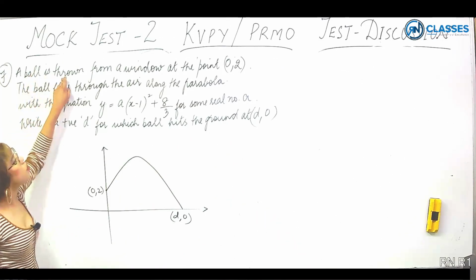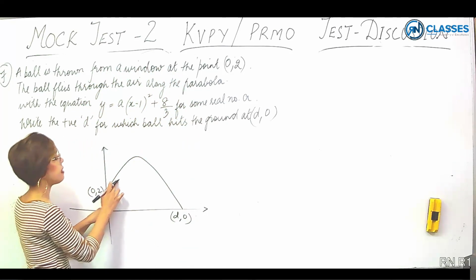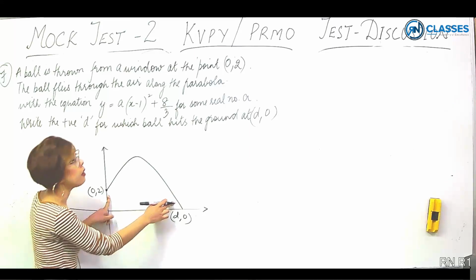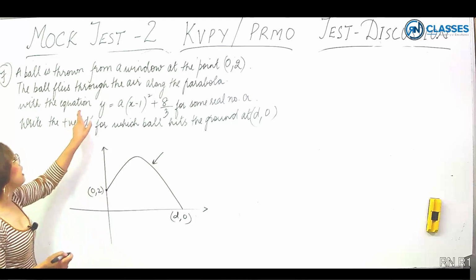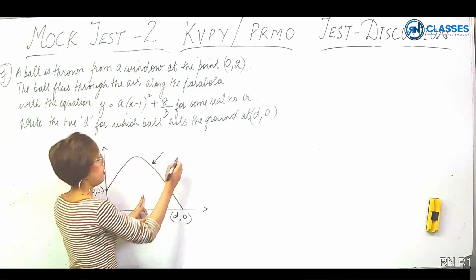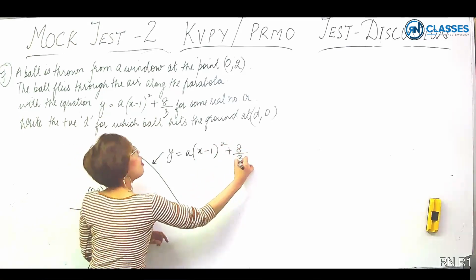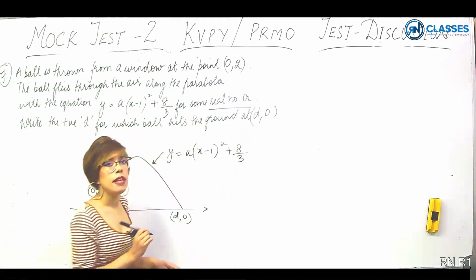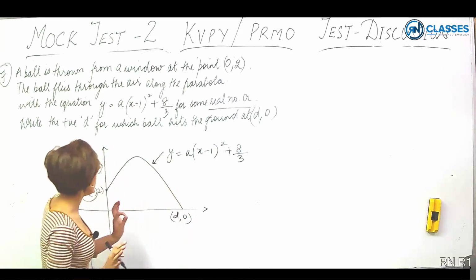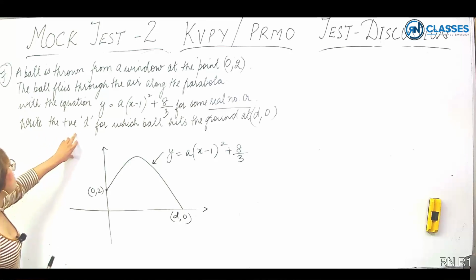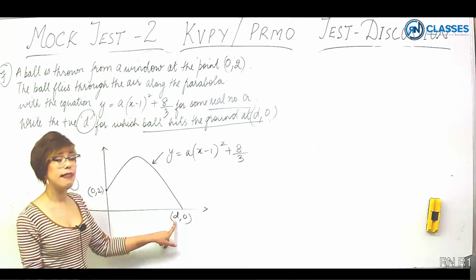He says a ball is thrown from a window at the point 0, 2. So the ball is thrown from here. Obviously, it travels like this and then hits the ground. The ball flies through the air along the parabola, as you can see, with the equation there. So the equation of this parabola is y is equal to a into x minus 1 whole square plus 8 by 3, for some real number a. So that means in this equation there is a parameter a which is not known yet. Write the positive d for which the ball hits the ground at d, 0. So I need the value of d.